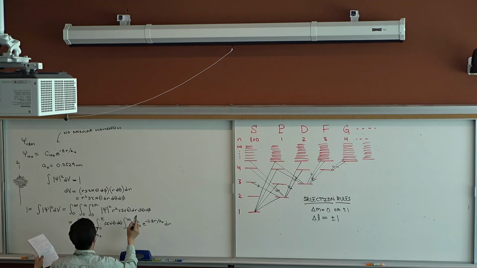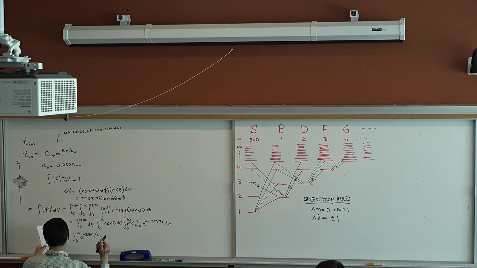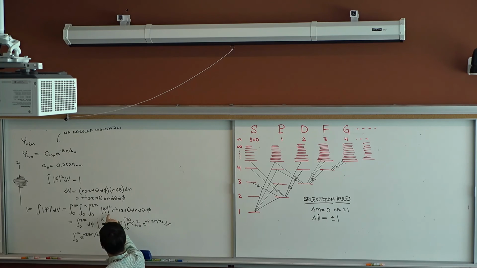Oh, I dropped an r squared, didn't I? This was psi squared r squared dr. That r squared had to come in there. And then on the original one, the C didn't have the square. Where did I miss this? Sorry, you're asking about the square on the C in the original. I understand. We're okay? Okay.